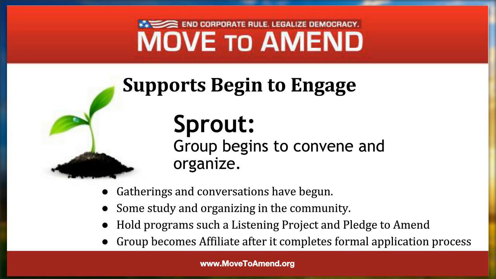Holding programs such as our We the People Listening Project or Pledge to Amend, you don't need a local affiliate group to get that started, but once you do become a sprout and begin the process of affiliation, you'll have better access to our materials and our resources, such as the Hive database to do phone banking or canvassing opportunities, really to build support at the local level, and also to lobby your state and federal officials to support the We the People Amendment. And this is the initial stage of becoming an affiliate after you complete the formal application process.